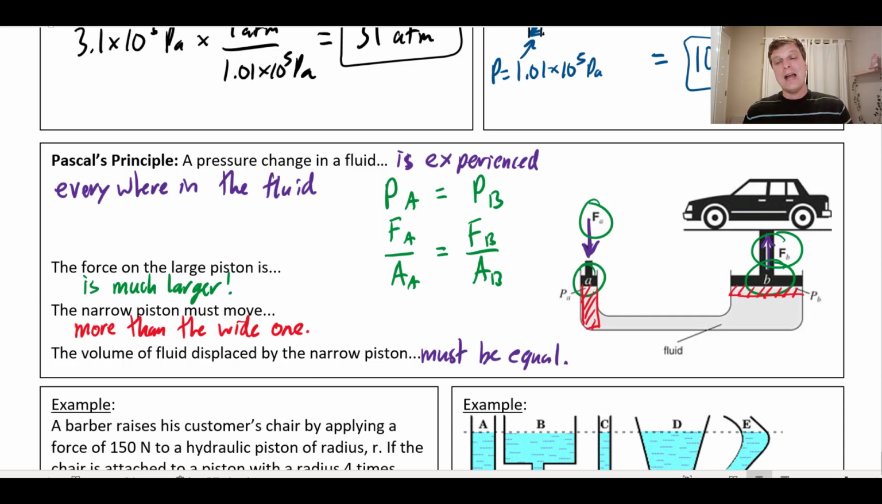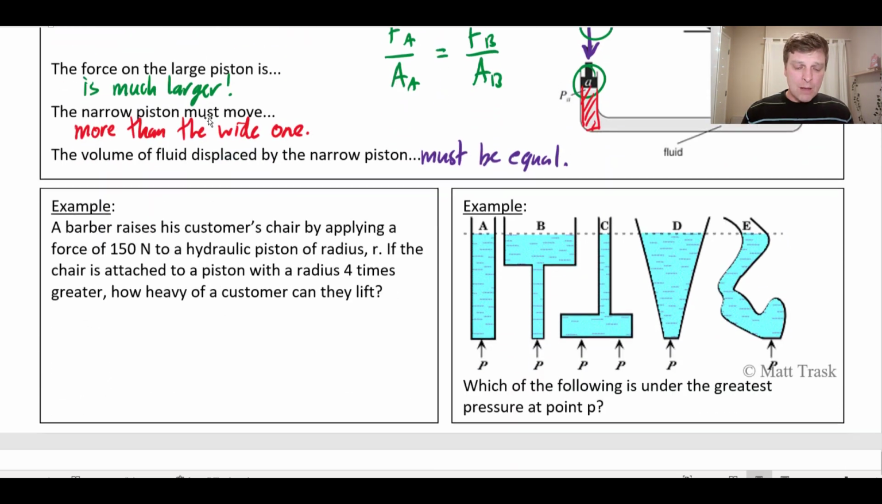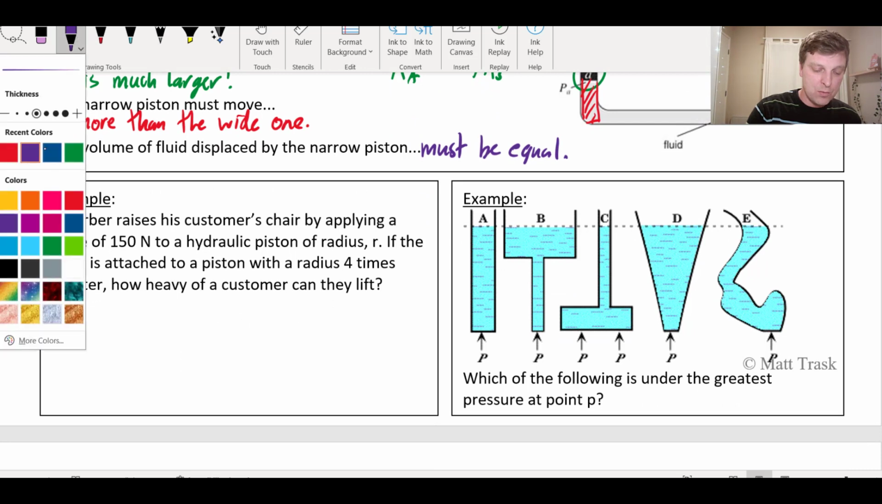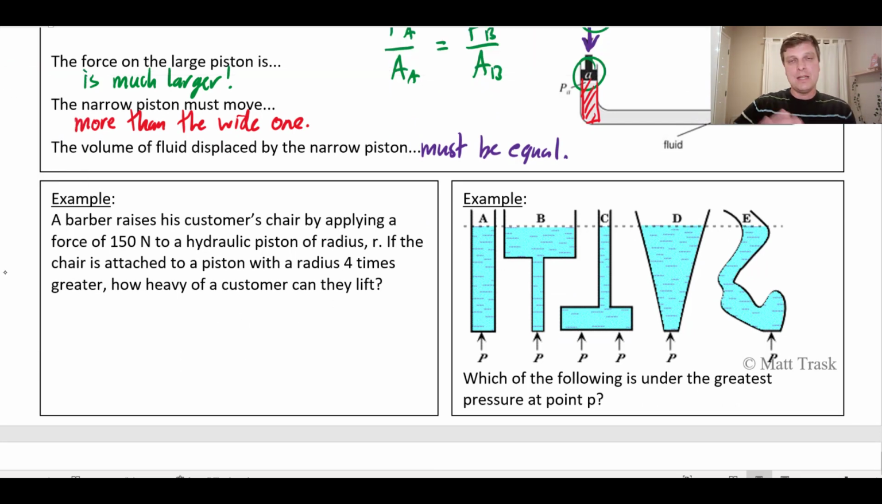Now this should remind you a little bit of a lever. You can use a lever to use a small force to generate a larger force on the other side of the lever, but the small force has to move that side of the lever a much larger distance to accomplish this. So imagine we've got a barber raising his customer's chair by applying a force. If you've ever been in one of those fun barber chairs, they step down on a pedal and they can lift you in the air, even though they're not really exerting a lot of force when they do that.